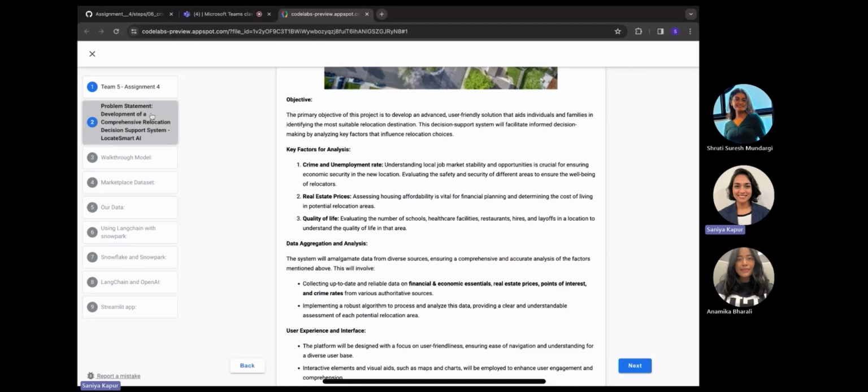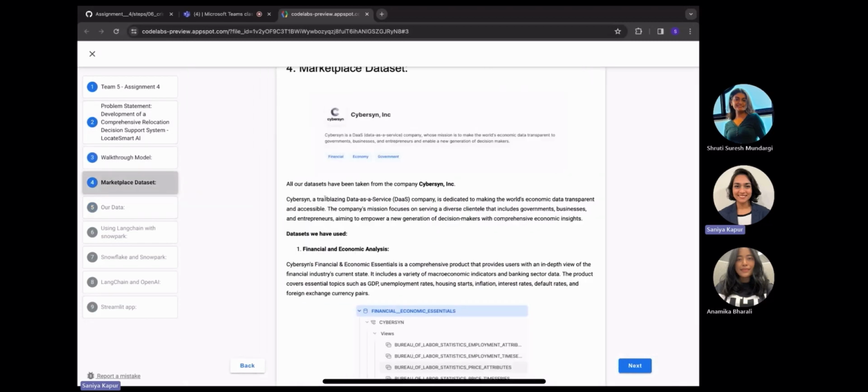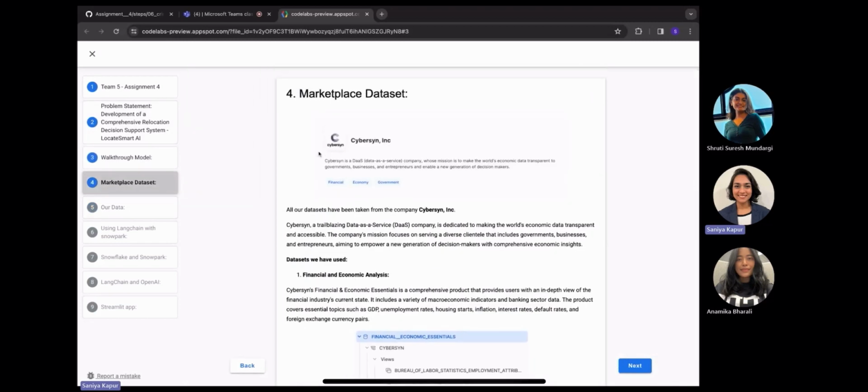Hello, everyone. This is our project. It's called the Locate Smart AI app. We live in a world where doing research about what area, what state, what place to live in is super important. And so, what our app does is when you give it a city or a pin code, it tells you what the crime rates in that area are, what is the rent or mortgage price, and what is the livability in that place according to how many schools there are, how many hospitals there are, and things like that. So I'm going to first take you through the data set that we've taken from Snowflake Marketplace.